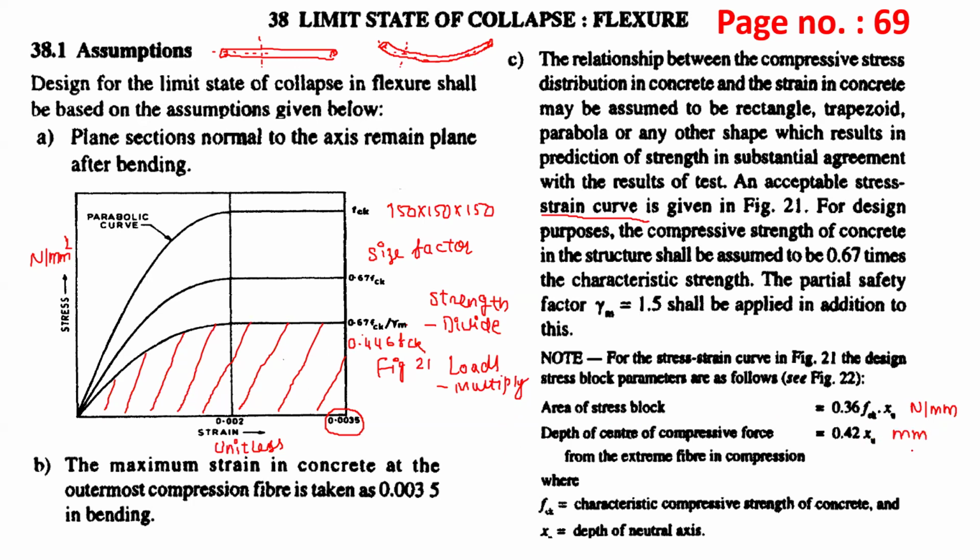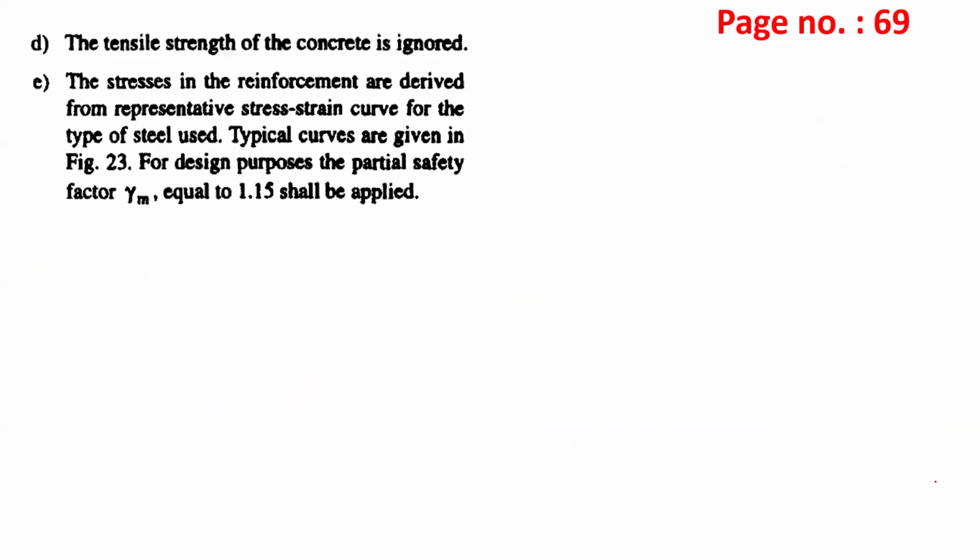In the next, we have plotted this. If you multiply it by b, we get 0.36 fck xu times b. Now this becomes your compressive force, and the unit is Newtons. Where it will act is given on page number 69, which we will see later.